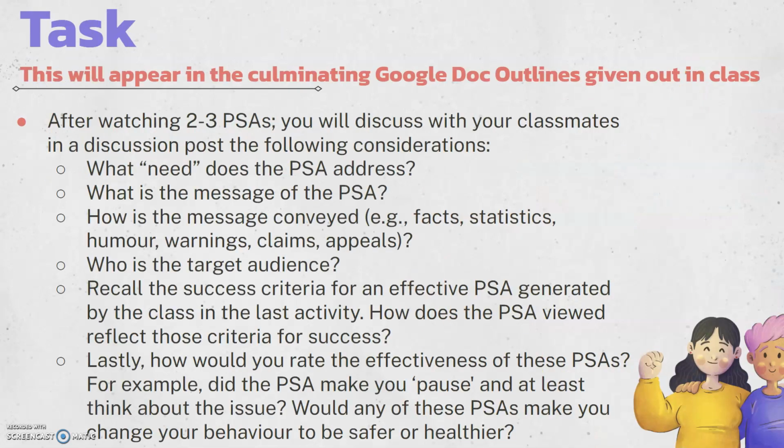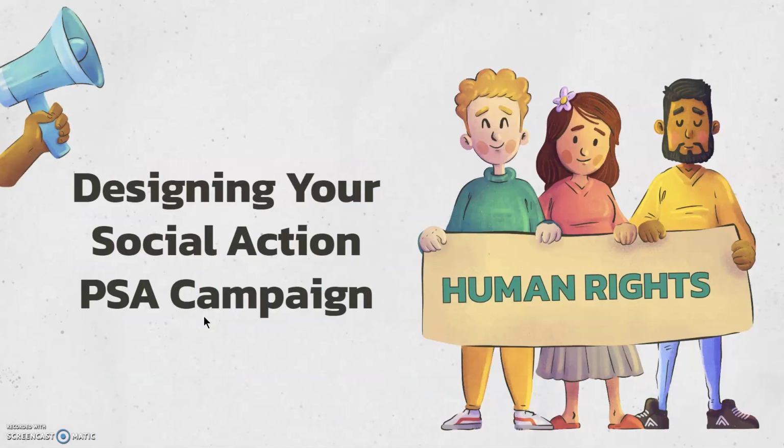So as I said, as you can see here at the top, this will appear in the Culminating Google Doc outline given out in class. We went over that. So here are some talking points that could help you create those 2 to 3 reflection points, okay? You can use these to help you with the discussion post, and I will make sure these are linked in the discussion post on Brightspace.